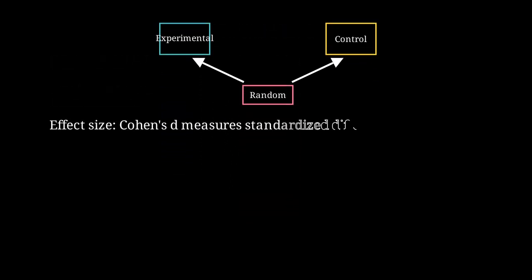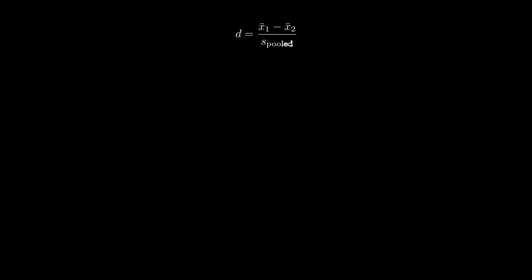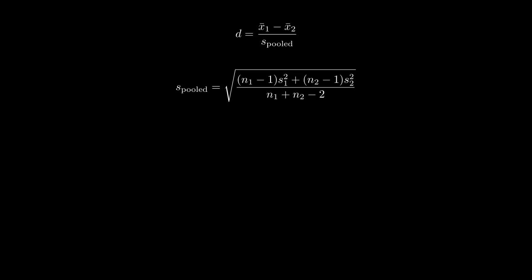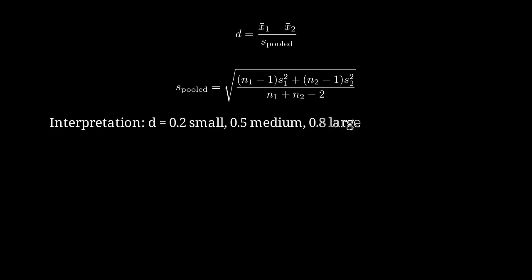Effect size, measured by Cohen's d, quantifies the standardized difference between groups. Cohen's d equals the difference in means divided by the pooled standard deviation. The pooled standard deviation combines variance from both groups weighted by sample size. By convention, d equals 0.2 is small, 0.5 is medium, and 0.8 is large effect size.